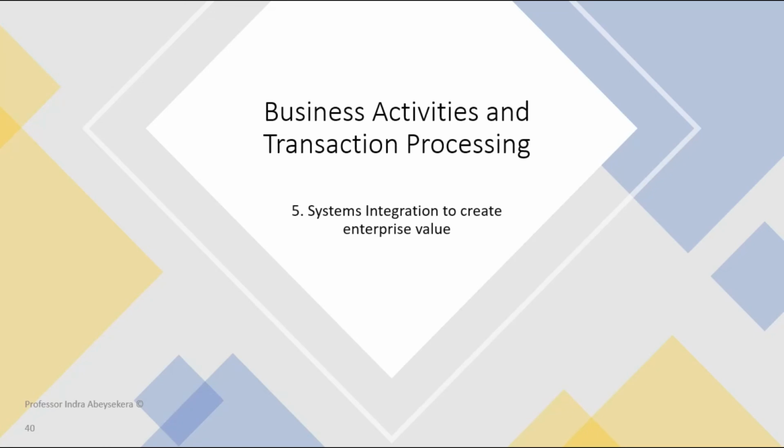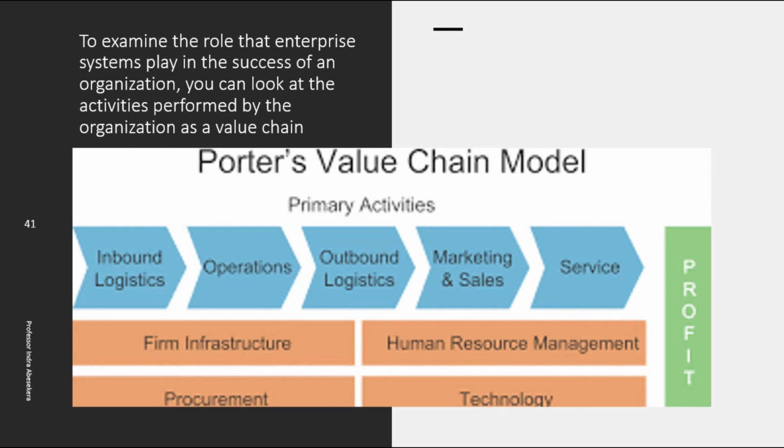When we come up with systems integration using ERP software, we want to create value for the enterprise. The enterprise value creation looks at activities performed by the value chain of the enterprise. Porter's value chain model identifies primary activities and supporting activities. It talks about inbound logistics, operations, outbound logistics, then marketing and selling, and then servicing the customers. To support these primary activities, there's the structure of the firm, there's human resources, managing human resources, getting the products, purchasing the products, and then the technology.